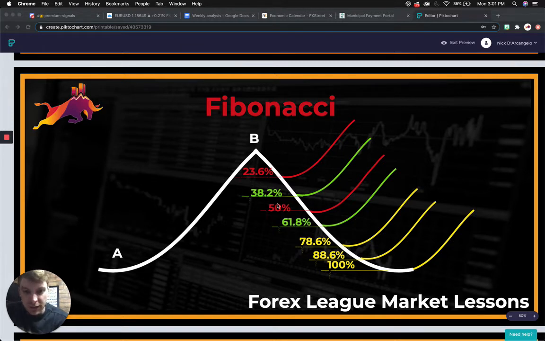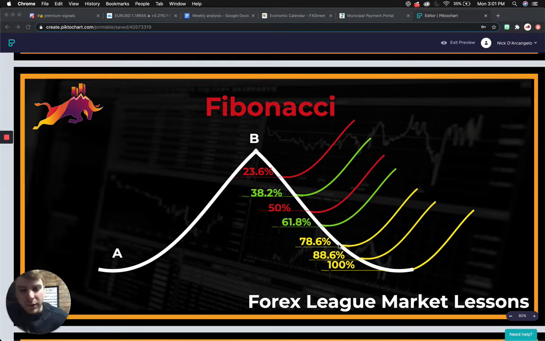Now the 23.6 and the 50% are red because there are a lot of mixed signals happening around here. You don't exactly get the strongest trends bouncing off these levels. You will, in some scenarios, see a reaction off the 50%, but it's not the most dependable Fib level. So, again, 38.2, 61.8 are the levels. Definitely we'll get into the chart and I'll show you.